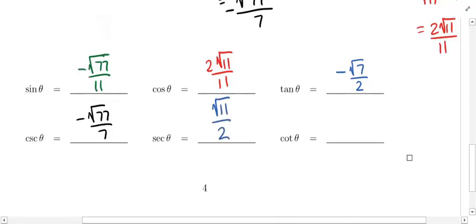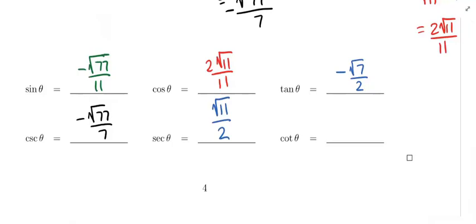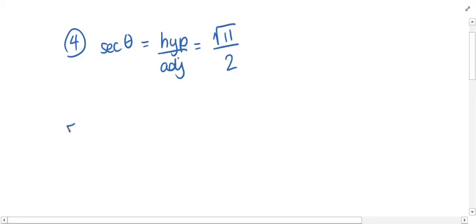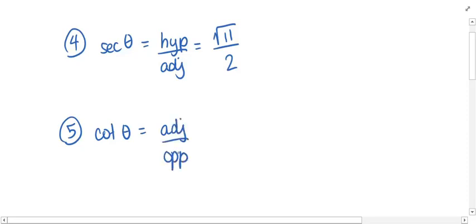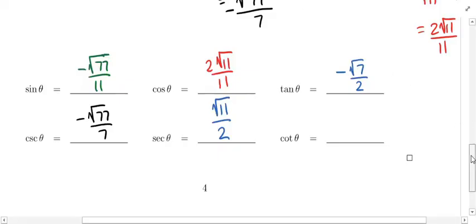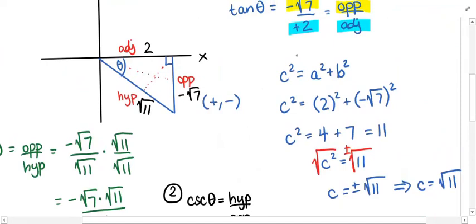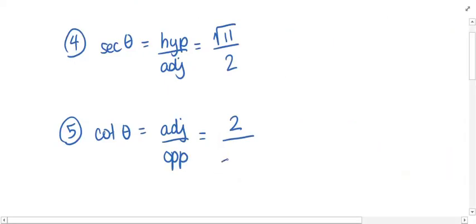And then all I need now is the cotangent of theta. The cotangent of theta is just basically the flip of the tangent. Tangent is opposite over adjacent, so cotangent is going to be adjacent over opposite. We know the adjacent side is 2. The opposite side is negative square root of 7. That's how we put it together.